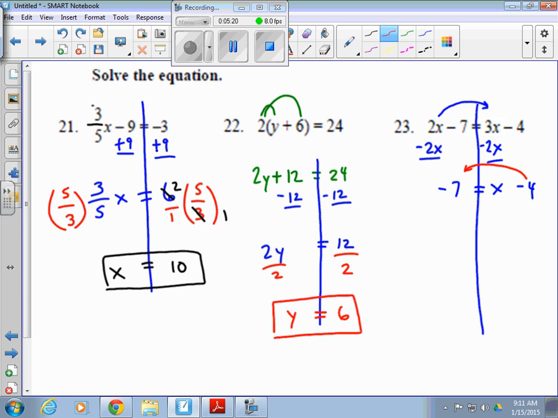Negative 4 is the same thing as minus 4. Undo that by adding 4. If you do it to the right, you need to do it to the left. Negative 7 plus 4. Think of where your number line is. You begin at negative 7 on the left. You move 4 times to the right. You don't quite get back to the 0. So you still have negative 3 on that side, equals x, and then the other negative 4 plus 4 will cancel itself out. x equals negative 3.